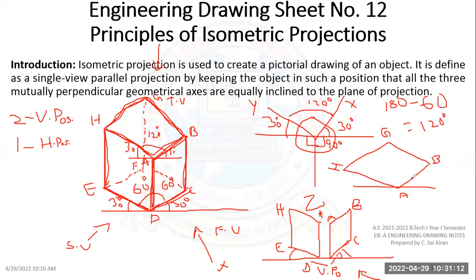Okay, so here you have to take 30, and this is 30, internal will be 60 because total vertical line has 90 degrees.